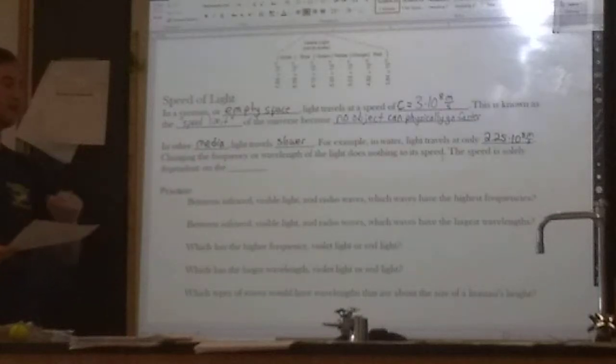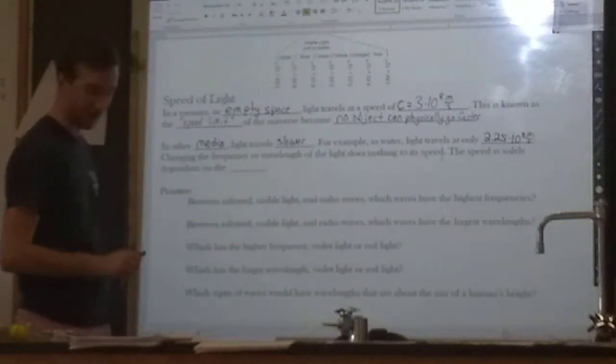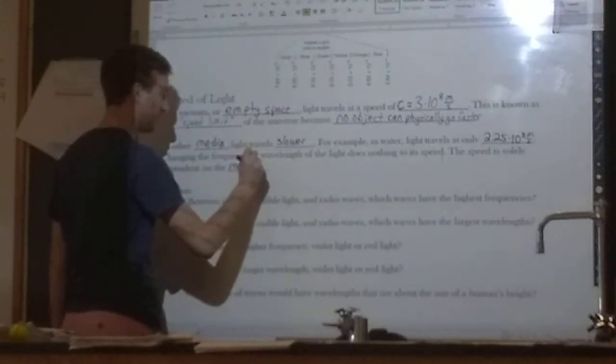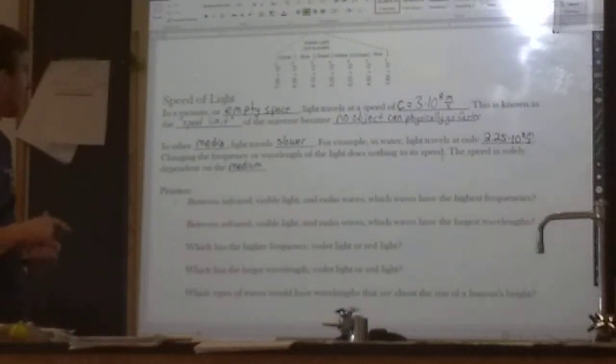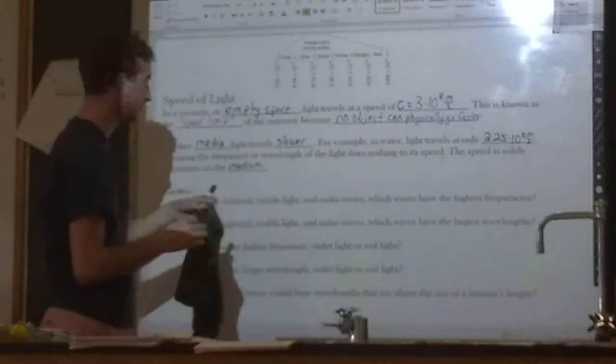When you change the frequency or the wavelength, that does not change the speed, okay? The speed is solely dependent on the material or the medium the light is traveling through, okay? So speed only depends on the medium. Now, here's what we're going to do. We're going to practice with this picture up here, with this scale, this graph, okay?